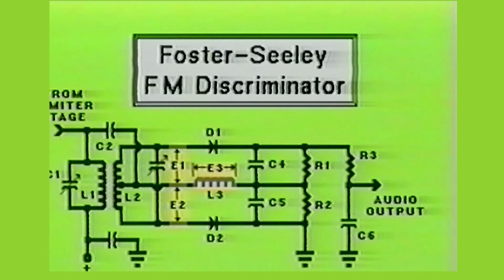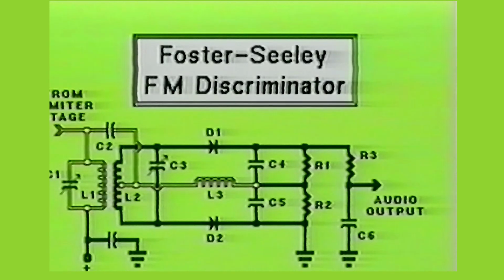The basic operation of the Foster-Seeley discriminator circuit depends on the phase relationship between voltages E1, E2, and the voltage drop across inductor L3. The voltage developed across L3 is considered the in-phase voltage, while the voltage values of E1 and E2 are the phase-shifted voltages. To better understand how this circuit works, let's follow the signal from the input to its output. We will examine the circuit while it is at resonance, below resonance, and above resonance.